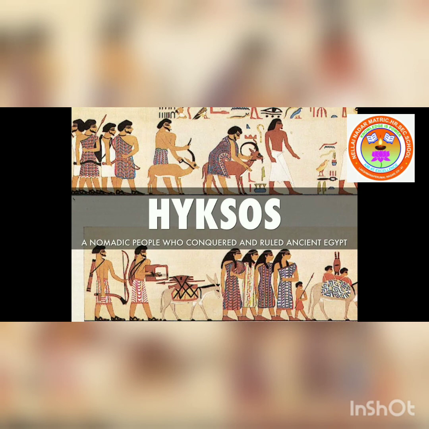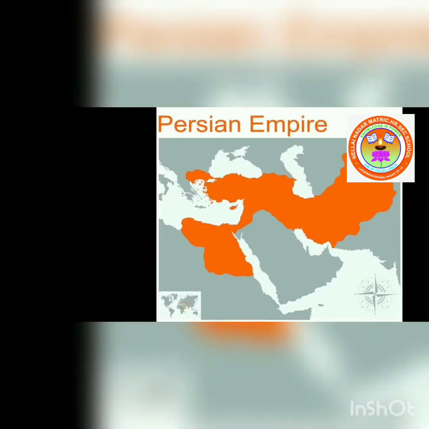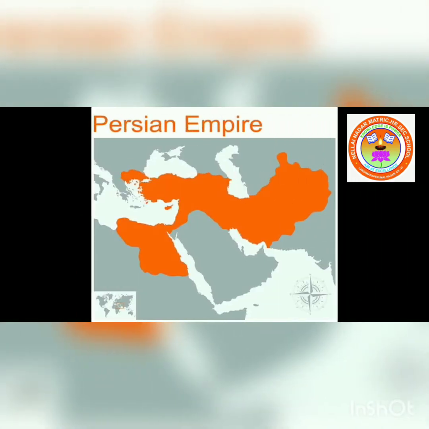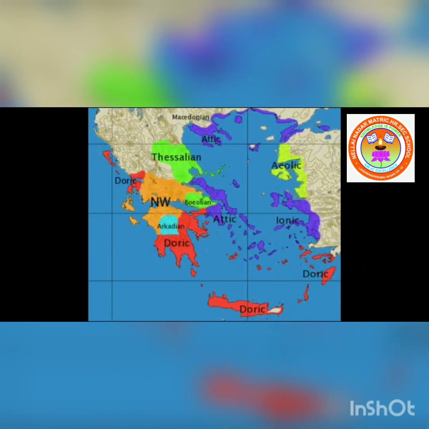The Hyksos were the rulers of the 15th dynasty of Egypt, and they were probably from West Asia. About the Persian. The Persians are the people from the region of Persia, the ancient Iran. Next, Greek. Greek refers to the language. It's Greece. Here, northwest it is mentioned.